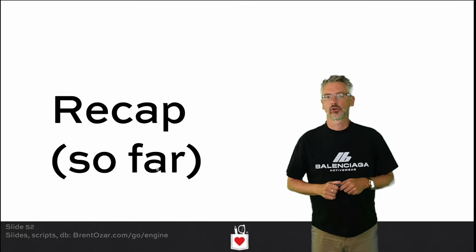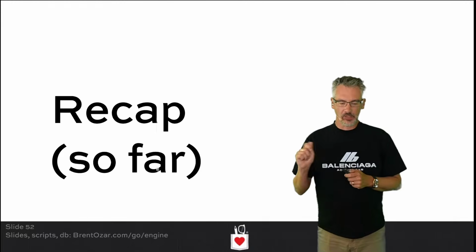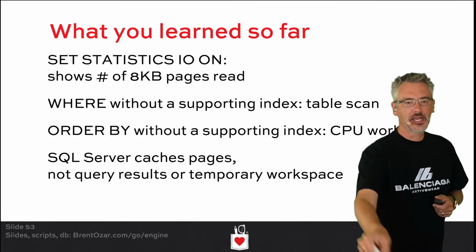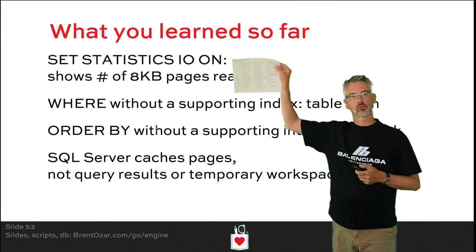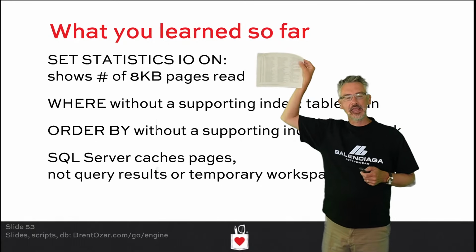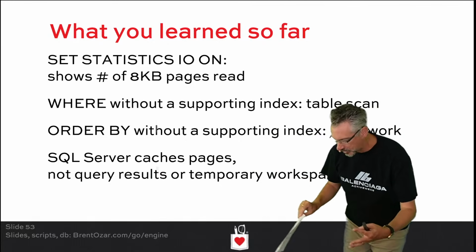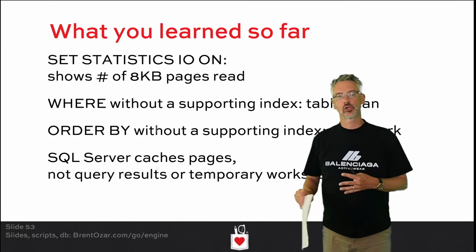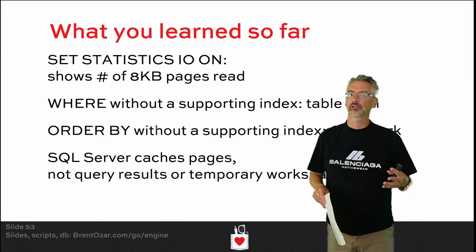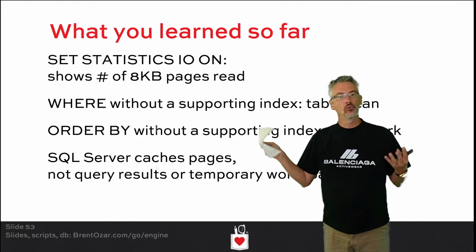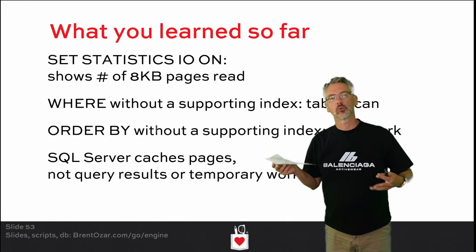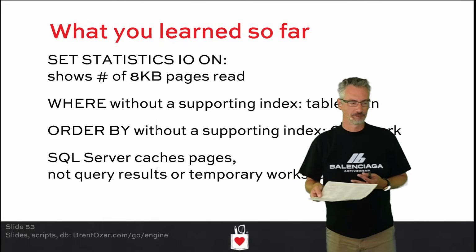So what have we learned so far? What you've learned so far is that set statistics IO on is a really good way to measure how many 8K pages your query has read. Generally speaking, the less pages that your query reads, the faster it's going to go. That's not the only way to measure queries. I'm going to show you another one in the next module as well.